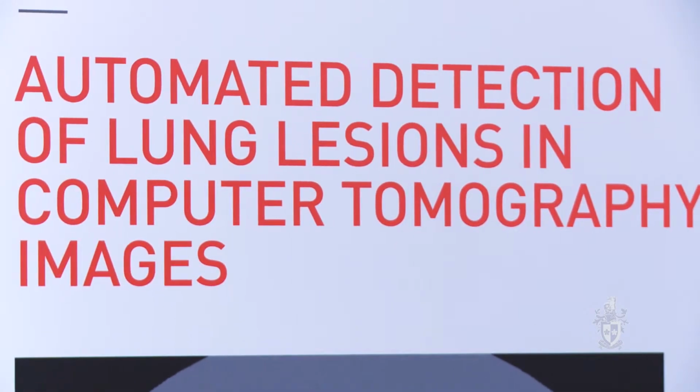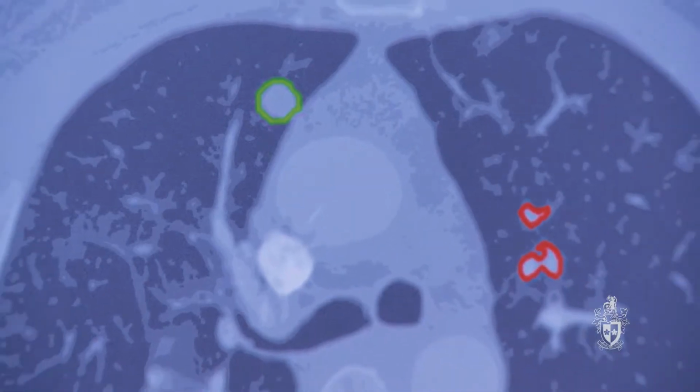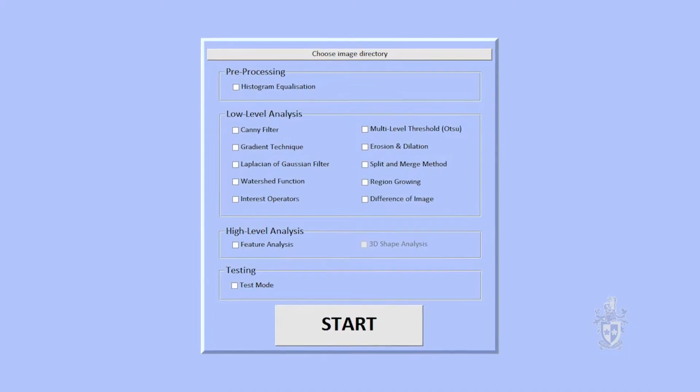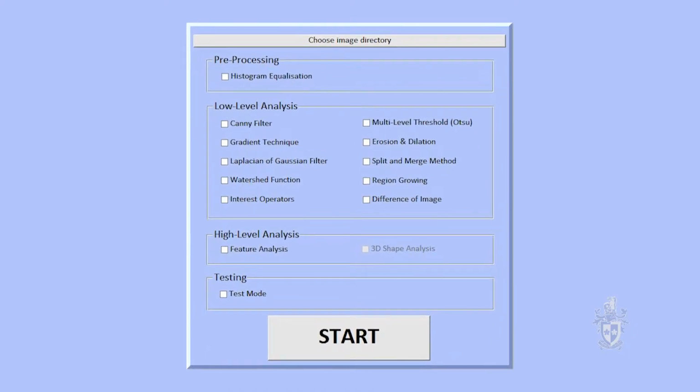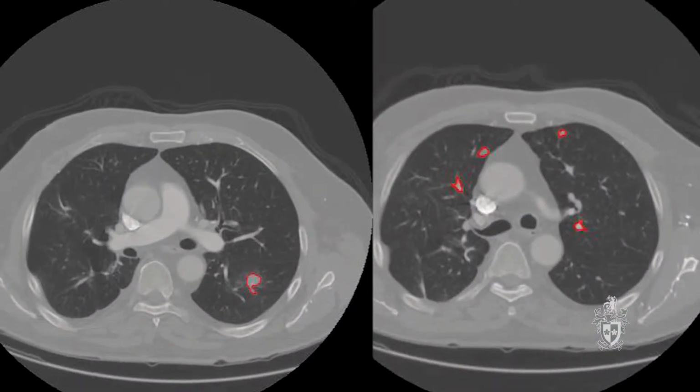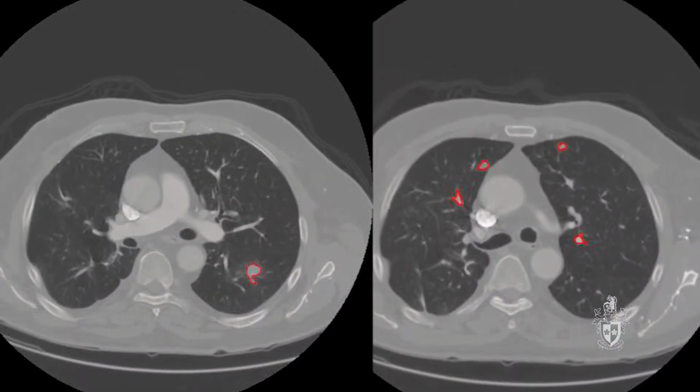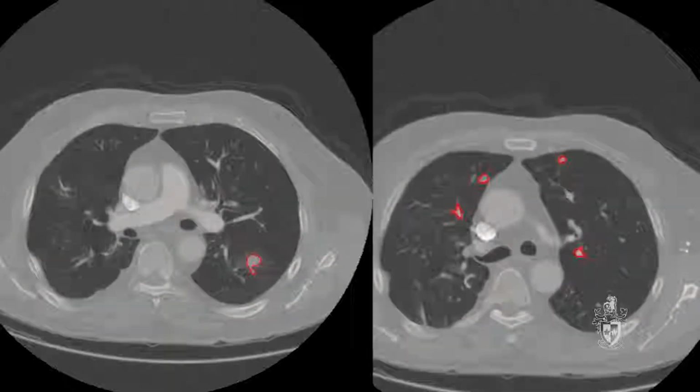Project is automated detection of lung lesions in computer tomography images. We take a set of images, we then use image processing on that, so we remove all the external structures except for the lungs, then we analyse the lungs and we try and find the cancer within that lung. Using our program here, we're hopefully able to speed up the process.